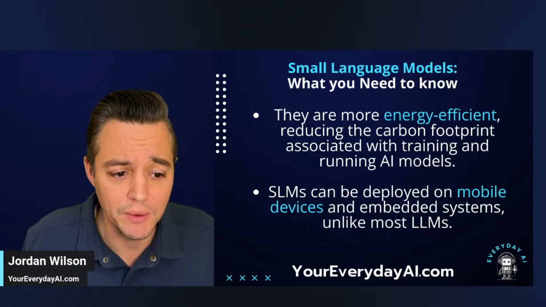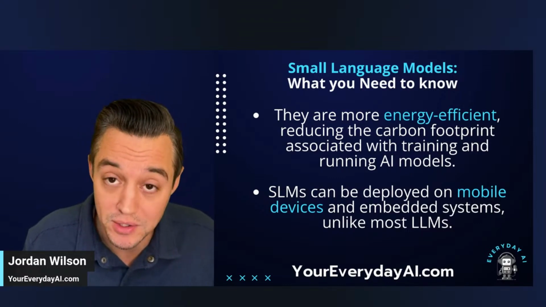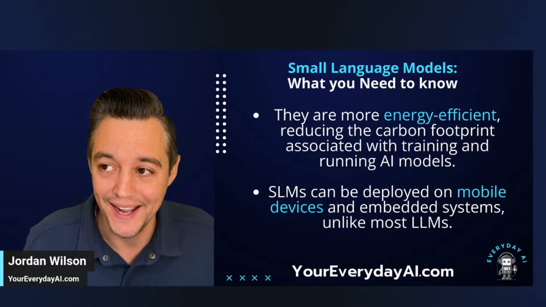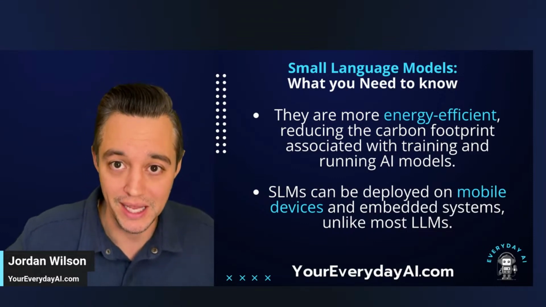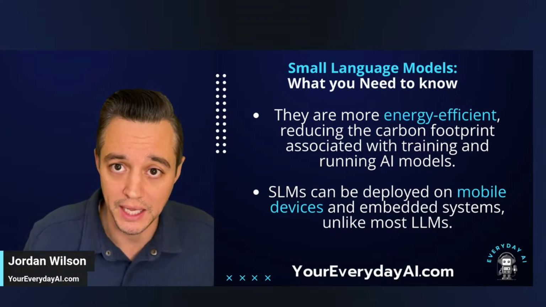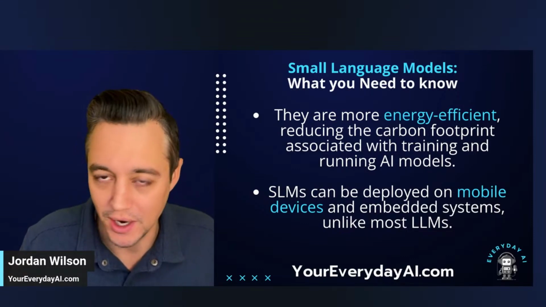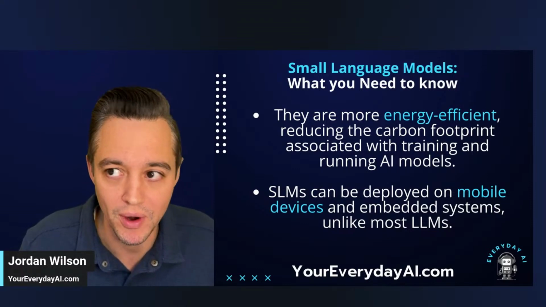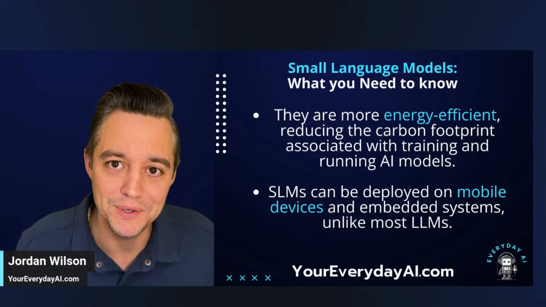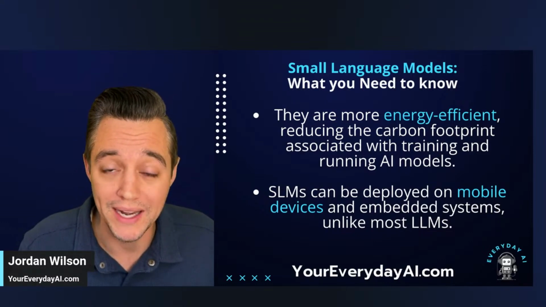Also, small language models can be deployed on mobile devices and embedded systems, unlike most large language models. Yeah. So again, that's your edge AI, or your edge computing. That's bringing these language models locally to small devices, right? So you're seeing it on actual phones now, and we just talked about that with the new Samsung S24 having Gemini Nano. Also, reportedly, Apple should be announcing their generative AI offering in June at the Worldwide Developer Conference.